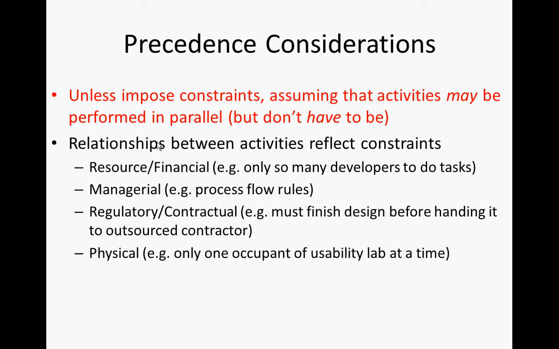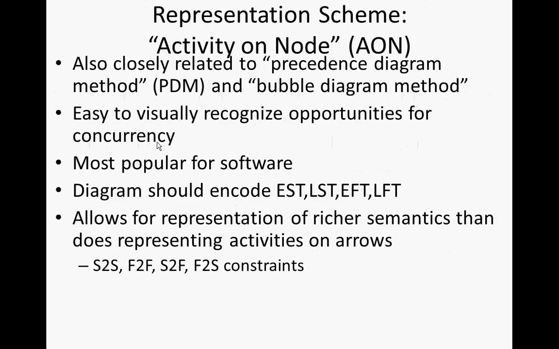These reflect constraints that may be managerial in character, that may be based on resources. We only have so many developers to do tasks. They may be regulatory in nature, that by law you have to get a bid package assembled before you can put it out for bid, or certain types of ethical permission have to be obtained before you can proceed, certain types of environmental approvals or what have you. Or it may be physical in nature, that you can only fit one thing at a time in some constraint.